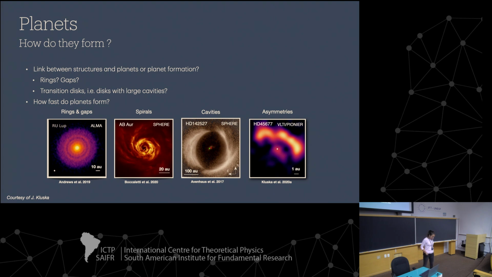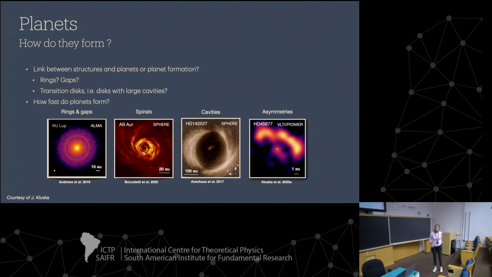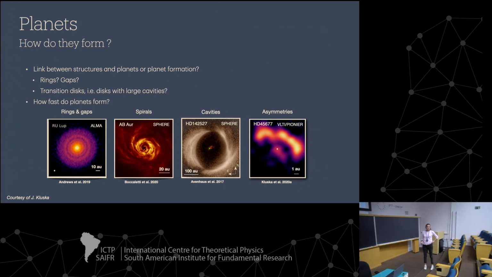Okay, so with the presence of a disk, there's the idea, as we know from pre-main sequence planetary formation, that you can form exoplanets. But how do they form? And why do we think there are exoplanets forming after? That's the observational part, right?